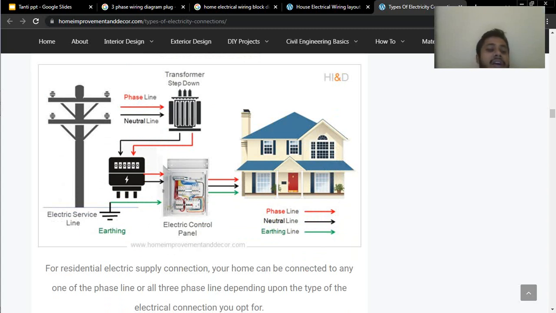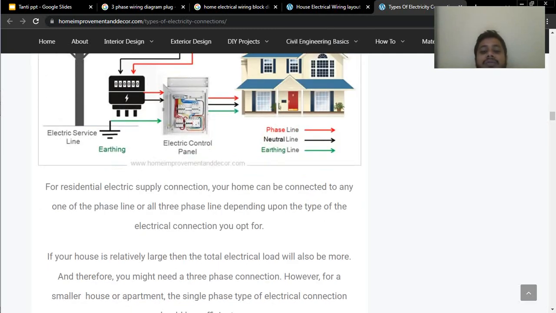Here is the electrical service line that is connected to the step down transformer, and then to your energy meter, and then there is an electrical control panel where we use MCBs and RCBs and the neutral bus. We then distribute this from the electrical control panel to the distribution panel, the main panel, and then send it to your wall box, your switch boxes, and then from the switches to your lights, fans and other power sources.